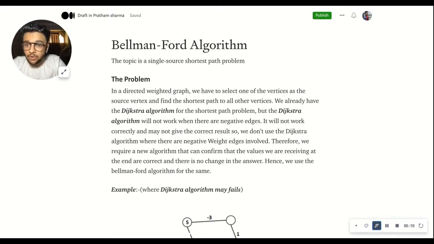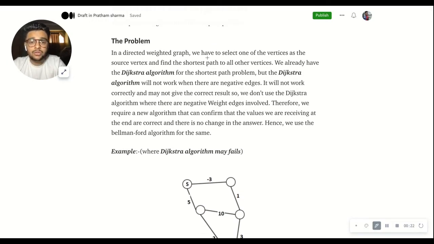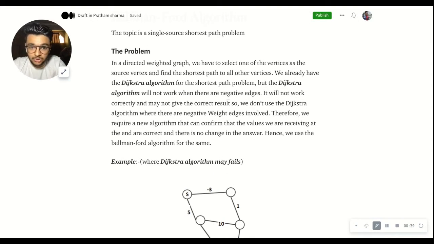Today, in this video, we are going to learn about the Bellman-Ford algorithm, which is also called the single source shortest path problem. In a directed weighted graph, we select one of the vertices as a source vertex and find the shortest path to all of the vertices. For example, if in this case we take S as the source vertex and we have to find the shortest path to all other nodes, then this algorithm comes into the picture.